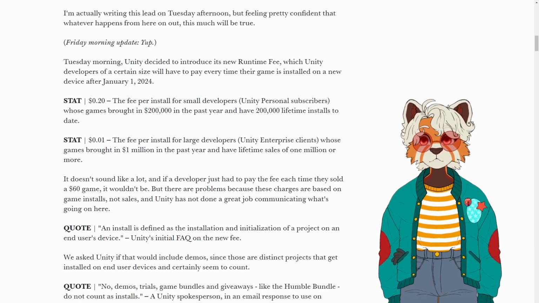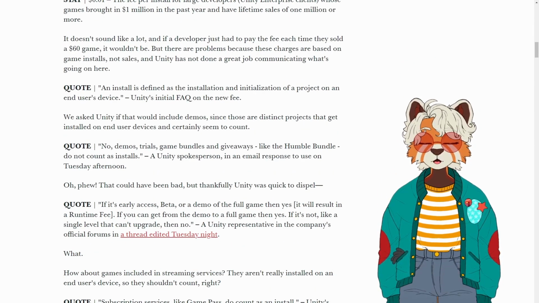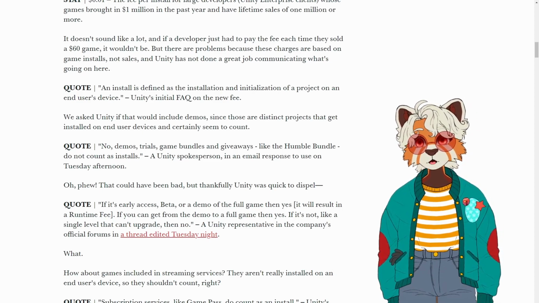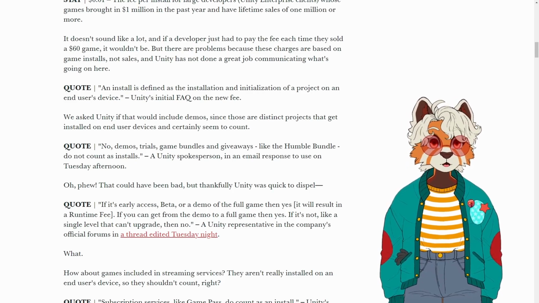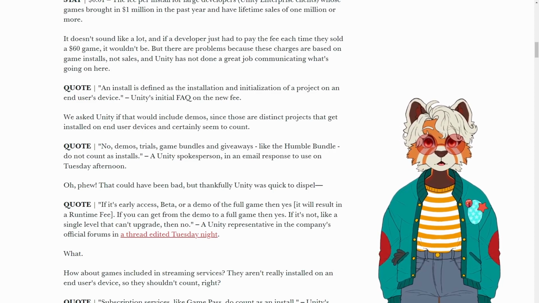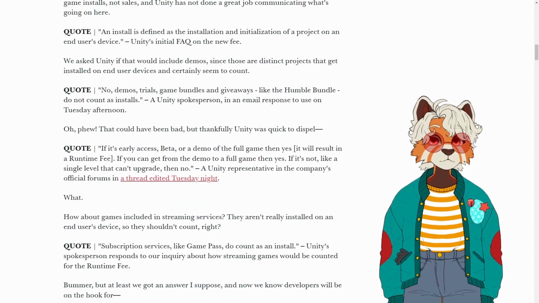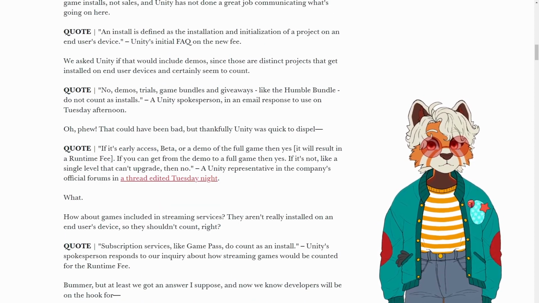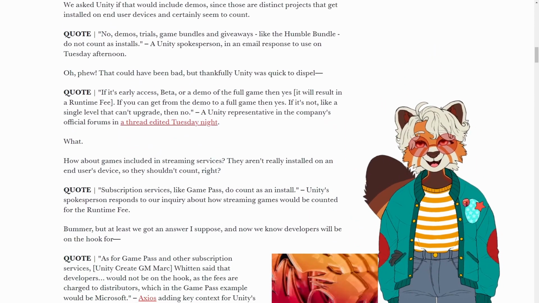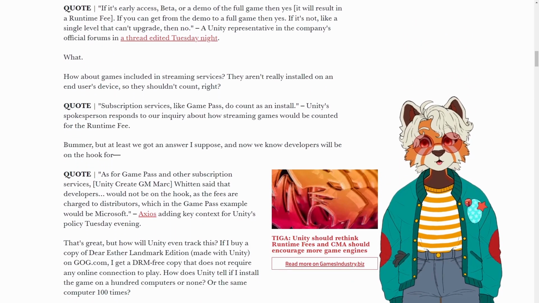So we start off by covering the runtime fee and also just the sheer amount of contradiction that Unity has given itself, right? So they started off by saying that an install is defined as the installation and initialization of a project on an end user's device. And then they said that demos, trials, game bundles, and giveaways, like Humble Bundle, do not count as installs. Then they said if it's an early access beta or a demo of the full game, then yes, it will count as an install. They then said that subscription services such as Game Pass do count as an install. Then they said they didn't.